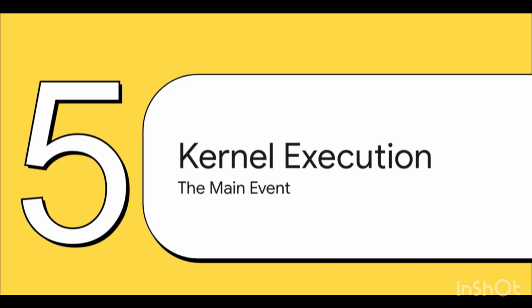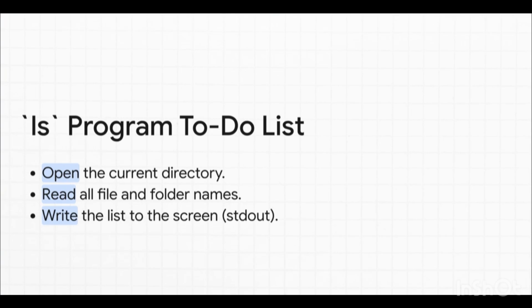So now our ls program is loaded and ready. The main event can finally begin. The Linux kernel, the real boss of the whole operating system, steps in. Think of the kernel as the stage manager, giving our program everything it needs to perform. So what is ls's job, really? When you boil it down, its to-do list is actually pretty simple. 1. Open the current directory. 2. Read the names of all the files and folders inside it. And 3. Write that list back to our screen.